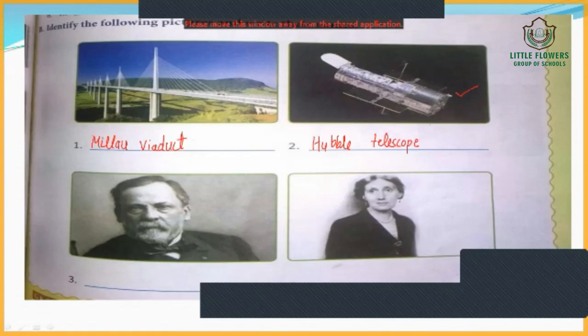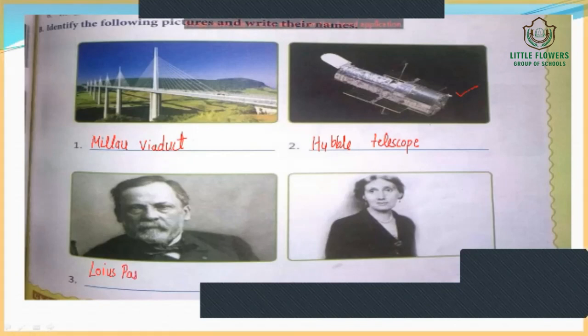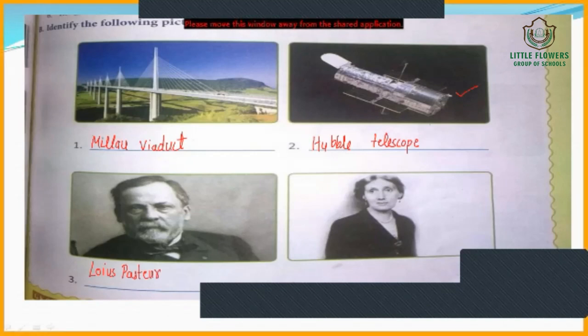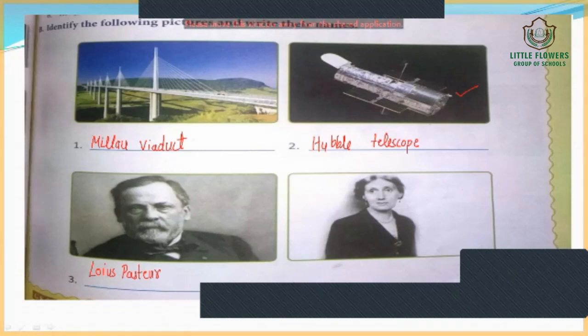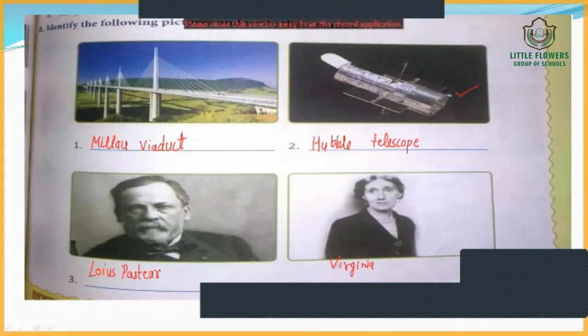Next, the third image you are observing is the image of Louis Pasteur. Louis Pasteur is a microbiologist known for the discovery of the process of pasteurization. The next image you are observing is the image of Virginia Woolf. She is an English writer, has written so many books. So this is our worksheet 2. Thank you.